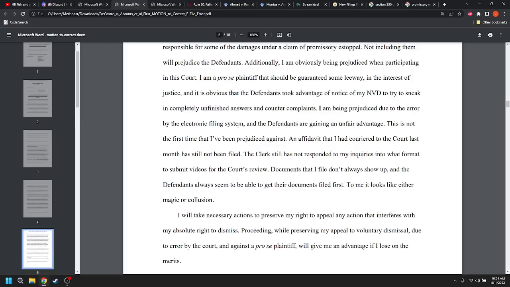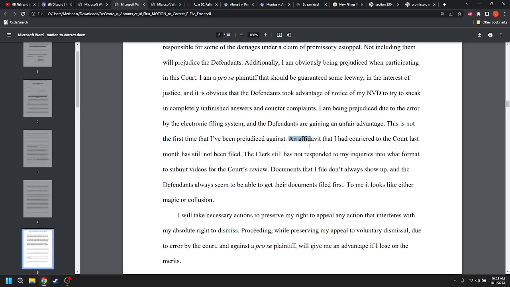I'm being prejudiced due to the error by the electronic filing system. Again, you've shown nothing to support that. And defendants are gaining an unfair advantage by filing their answers on the day their answers are due. Dumb. This is not the first time I've been prejudiced against. What does that even mean? What does that sentence mean? This is not the first time I've been prejudiced against.